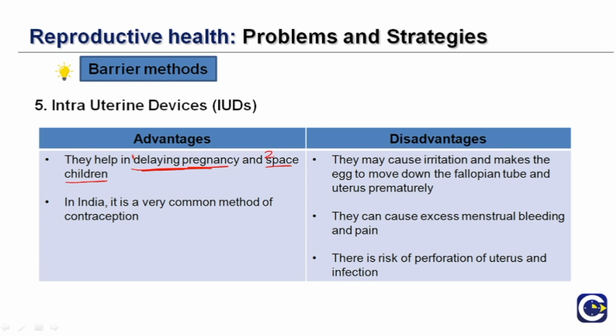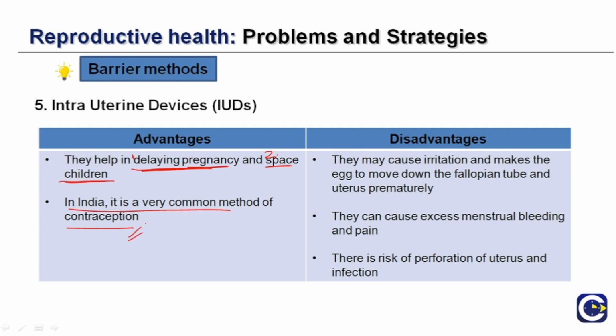In certain cases, once a baby is born, the couple wants a gap of a certain number of years, let's say 2 or 3 years, before the second baby. That is, they want to space the children. And in such cases also, the intrauterine device is very important. And because it is advantageous, in India, it is a very common method of contraception.